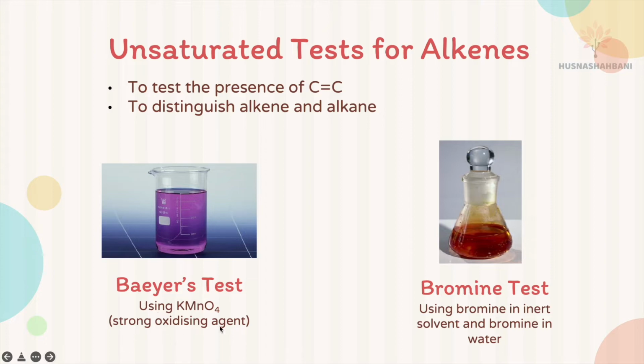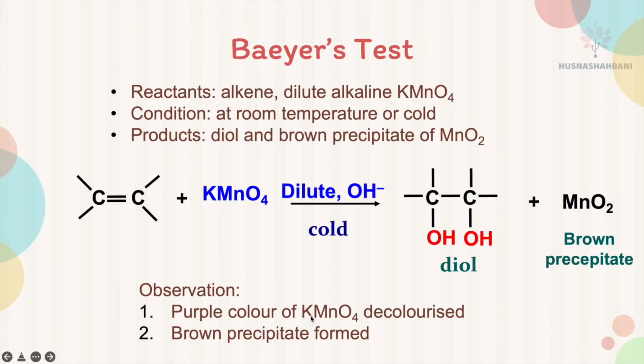KMnO4 is a strong oxidizing agent. For Baeyer's test, the reactants are alkene and dilute alkaline potassium permanganate, KMnO4. The condition must be at room temperature or cold. Products are diols and brown precipitate of MnO2.